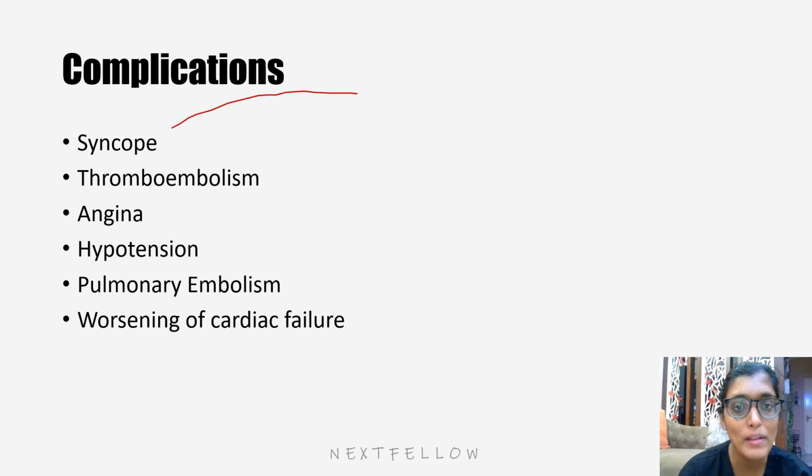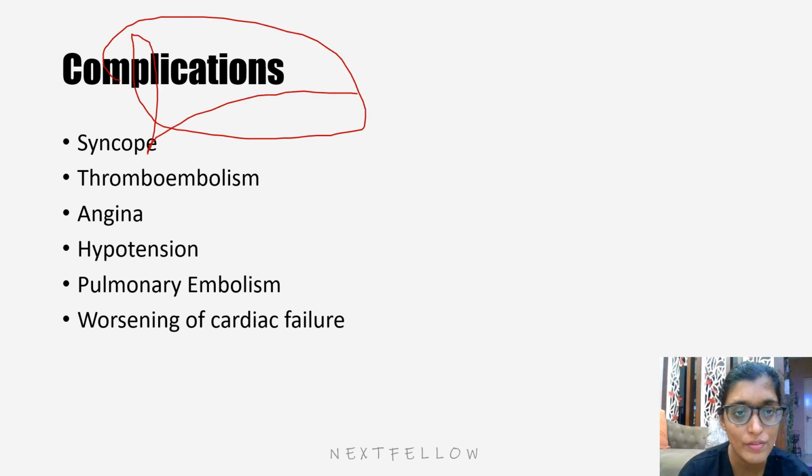Now coming to the complications of atrial fibrillation, the first one is syncope. Because of the variation of the ventricular rate and variation of diastole, the irregular rhythm and irregular pulse volume will lead to syncope. Thromboembolism because of LA thrombus will cause cardioembolic stroke.